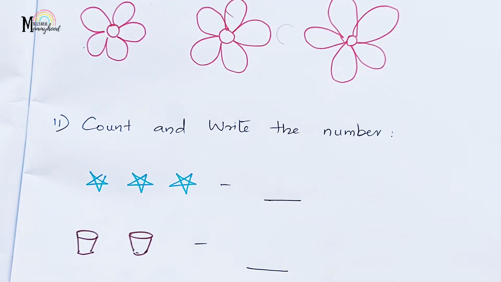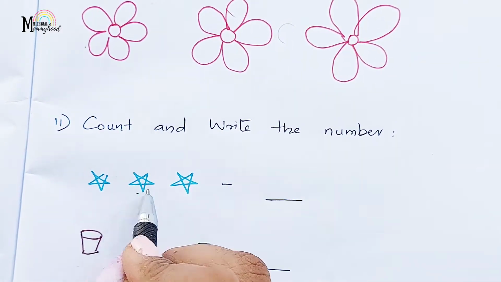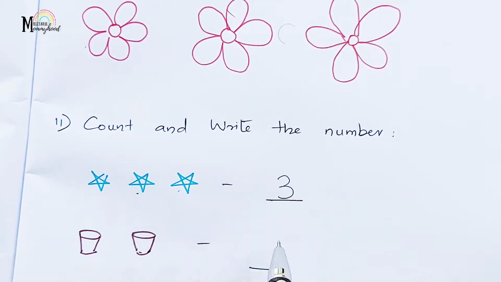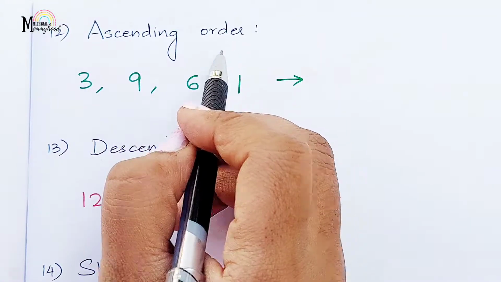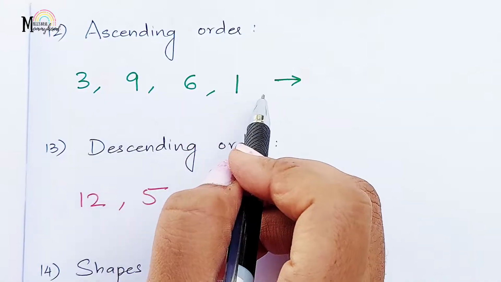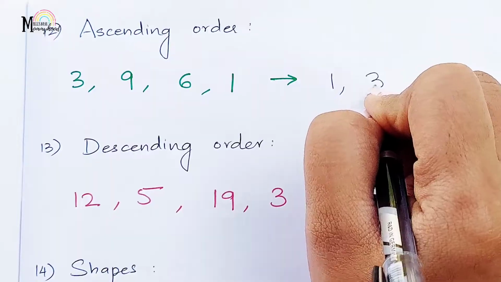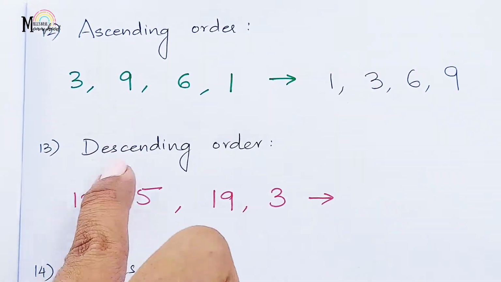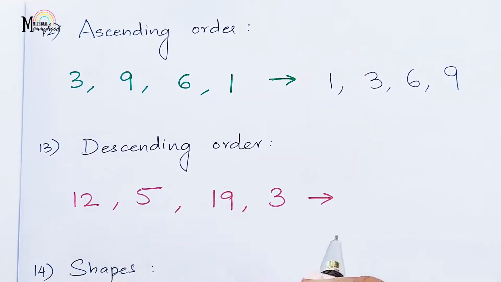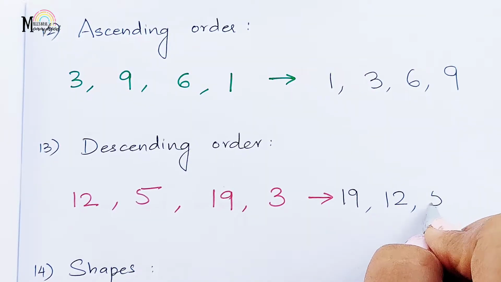Next comes the concept of counting and writing the numbers. For example, here there are 3 stars. The child has to count and write the number 3. Here there are 2 cups. The child has to write 2. Next is ascending order, where the numbers have to be arranged from smaller to bigger numbers. For example, here 1, 3, 6 and 9 are arranged from lower to higher. Similarly, descending order, from the bigger number you have to write the smaller numbers in order.